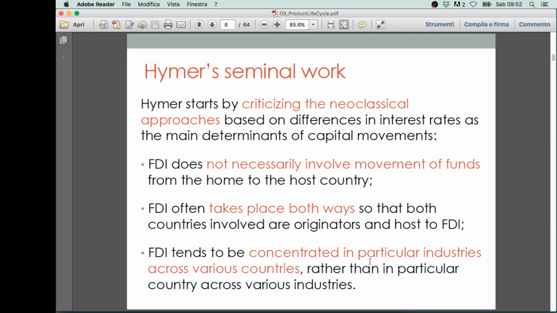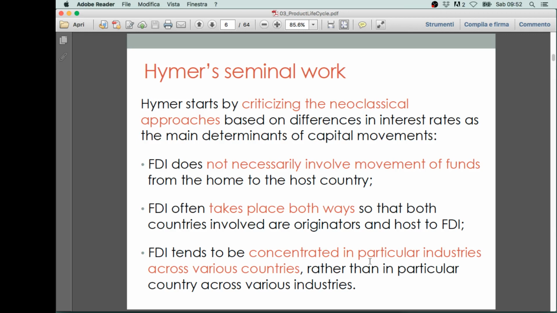Finally, if you look again at data, and we already know this, FDI tend to be concentrated in particular industries across various countries rather than in particular countries across various industries. And why is this relevant? Once again, because if the differences in interest rates were the main driver of foreign direct investments, what matters really would be differences in interest rates across countries. So you should observe a pattern in which the main driver of these investments is whether they are in one country or another, and they should be distributed in a relatively homogeneous way across the industries of that country. But that is not the case, okay?